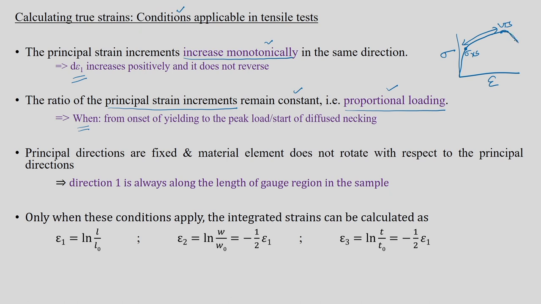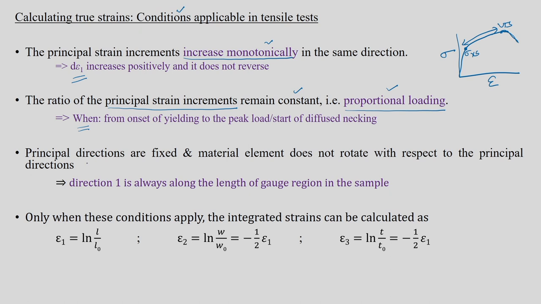flow stress, right. So in this case, you are going to say that this proportional loading is valid only in this region. After your diffuse necking has started, we don't know what is going to happen. Let us keep it open for right now. So that is the meaning.